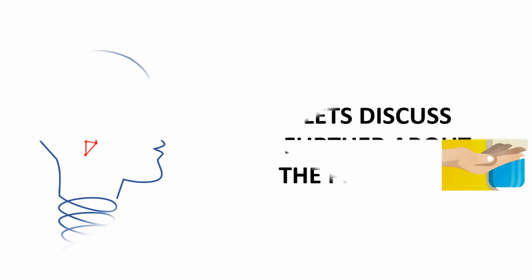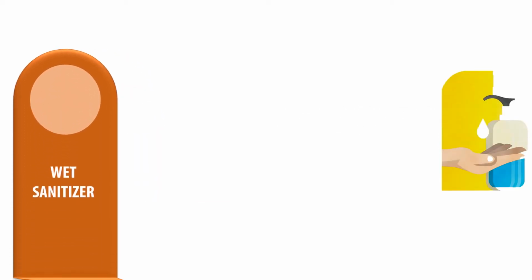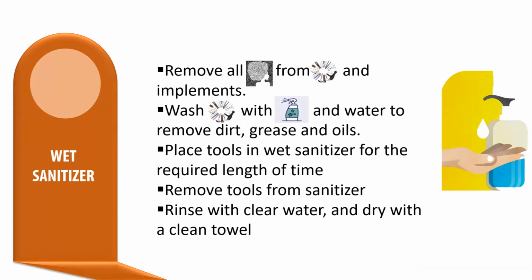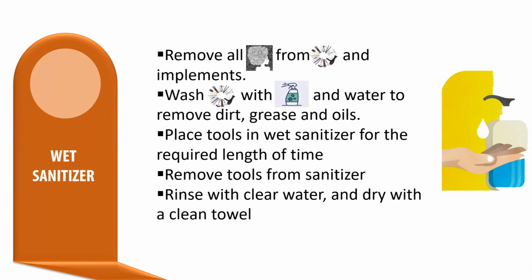The first procedure is wet sanitizer. First, remove all hair from tools and implements. Wash tools with soap and water to remove dirt, grease, and oils. Place the tools in the wet sanitizer for the required length of time. Remove tools from the sanitizer, rinse with clear water, and dry them with a clean towel.